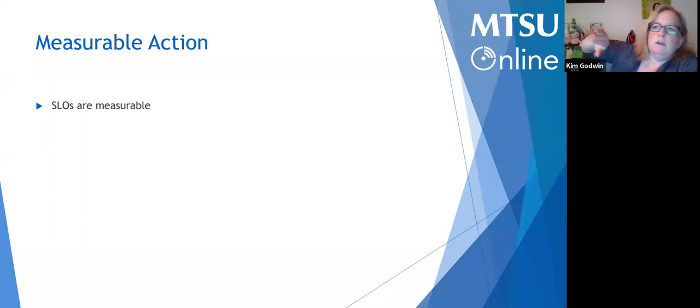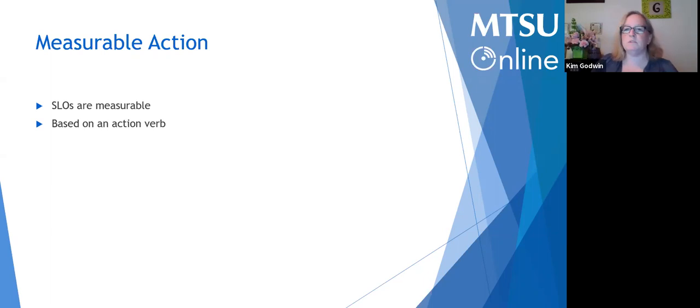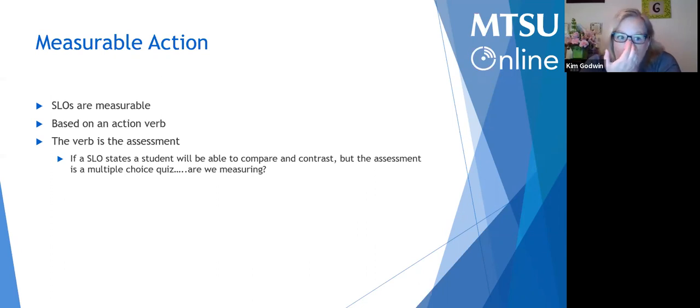Side note on that, understanding is not a measurable verb. Just gonna throw that out there. Keep that in the back of your mind somewhere. But SLOs are measurable. So look for words that are action verbs, things that you can actually say, do this and it leads to this, an actionable item that is measurable. The verb is the assessment. If the SLO states a student will be able to compare and contrast, but the assessment is a multiple choice quiz, are we measuring comparing and contrasting?